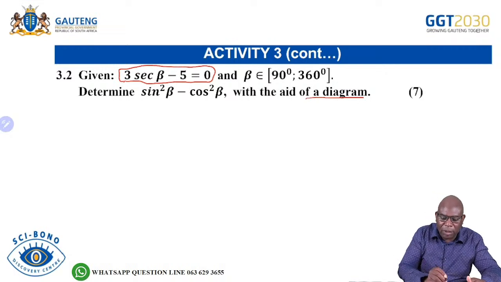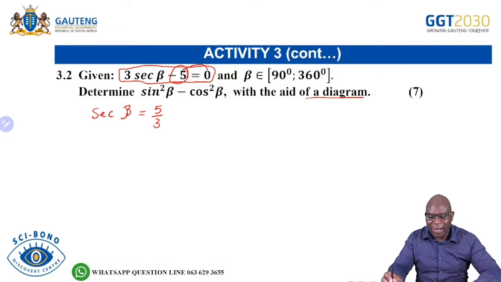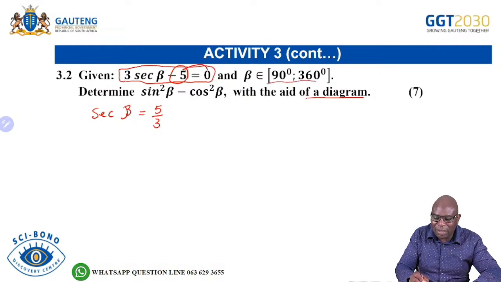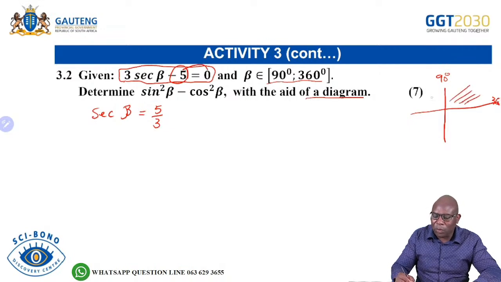The given information, I can make sec the subject of the formula. So I'm going to say sec of beta, it's going to be 5/3. So I've taken the plus minus 5 this side, divided both sides by 3. And they say beta is between 90 degrees and 360. So meaning that my sketch, I'm going to have from 90 degrees to 360 degrees, which means that quadrant is out. So these 3 quadrants, I'm going to try to figure out where to put my sketch.